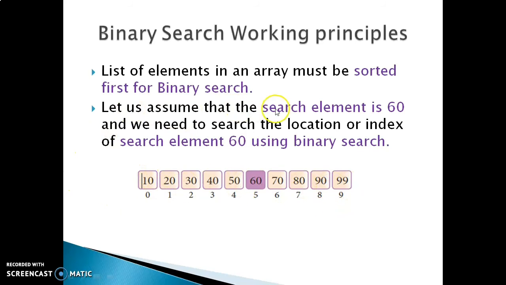Let us assume that the search element is 60. We need to search the location or index of search element 60 using binary search. So now we are going to find the position of this element in this array.